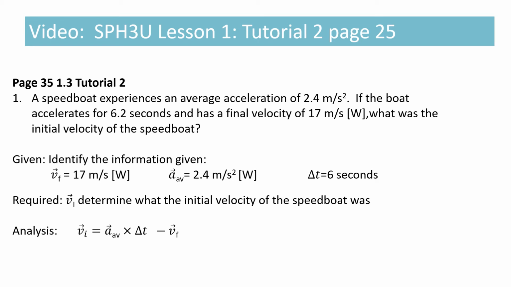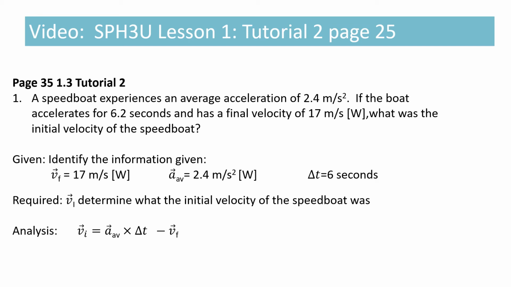We are given the final velocity, 17 meters per second west. Average acceleration, 2.4 meters per second squared west. Change in time, 6 seconds. What are we asked to find? The initial velocity. What's the formula we'll use?